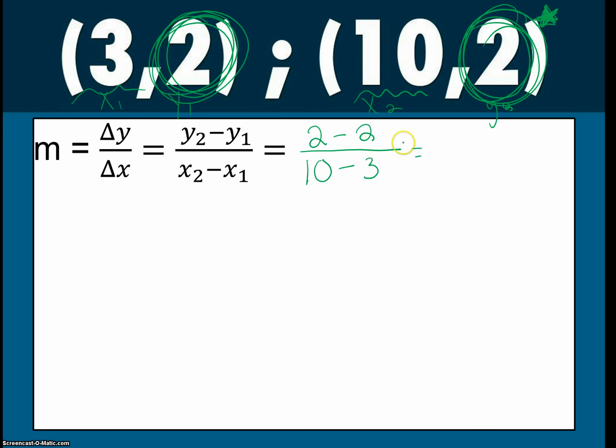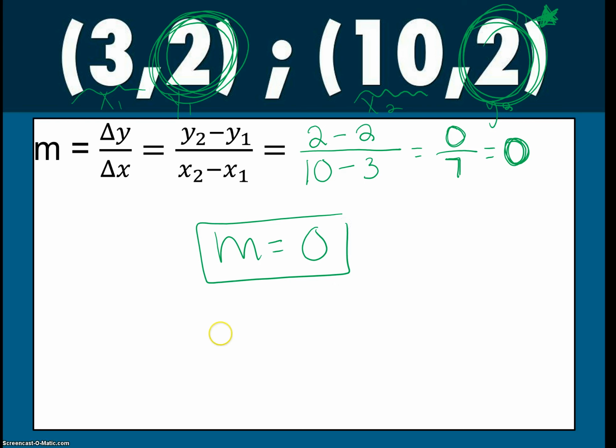So I get 2 minus 2 is 0. And 10 minus 3, 10, 9, 8, 7. 0 over any number is equal to 0. So my slope in this case is 0. If I were to graph these 2 points, I should have a horizontal line because the slope is 0.